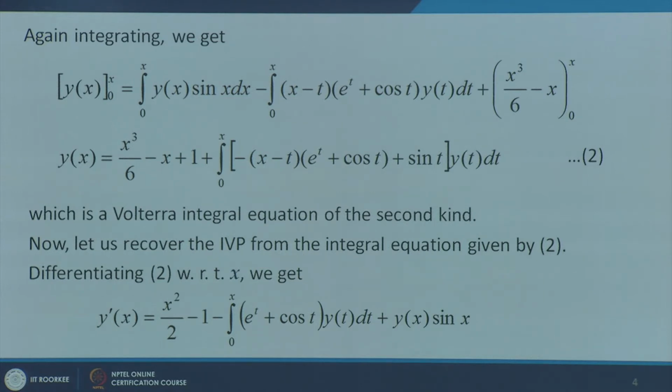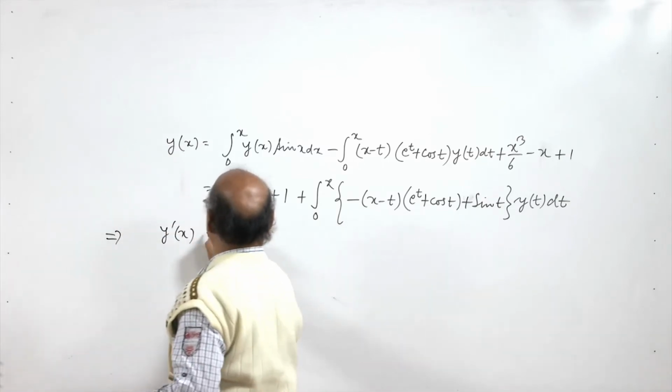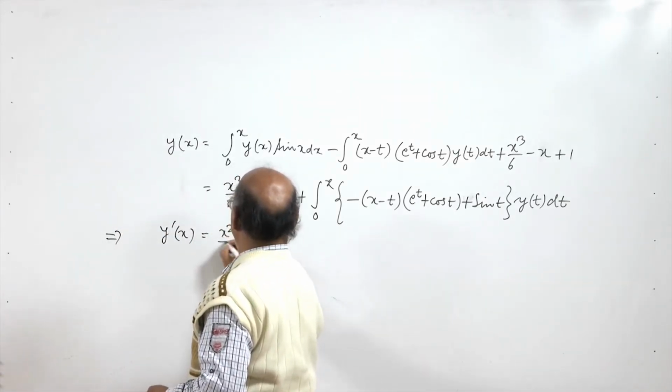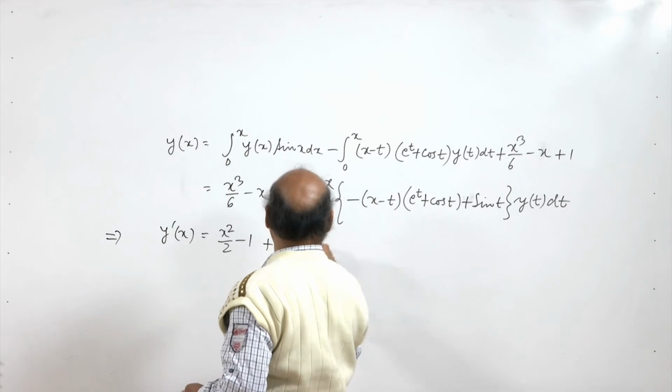So what we will do, let us differentiate it with respect to x. When you differentiate it with respect to x, what you get is y(x) becomes y dash x, and x cube by 6, when you differentiate you get 3x square by 6, so you get x square by 2, and minus x becomes minus 1, the derivative of 1 is 0. Then you have to differentiate this integral with respect to x. So when you differentiate, what you are getting is y dash x equal to x square by 2 minus 1, and then d over dx of this integral.